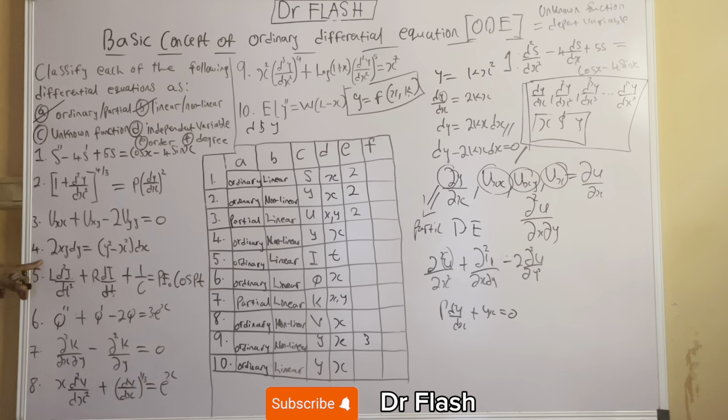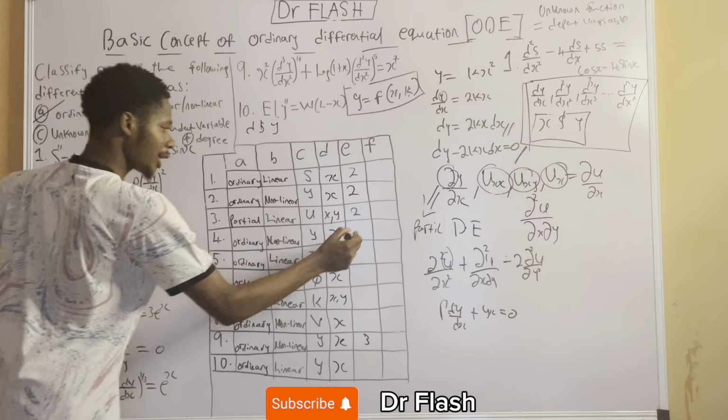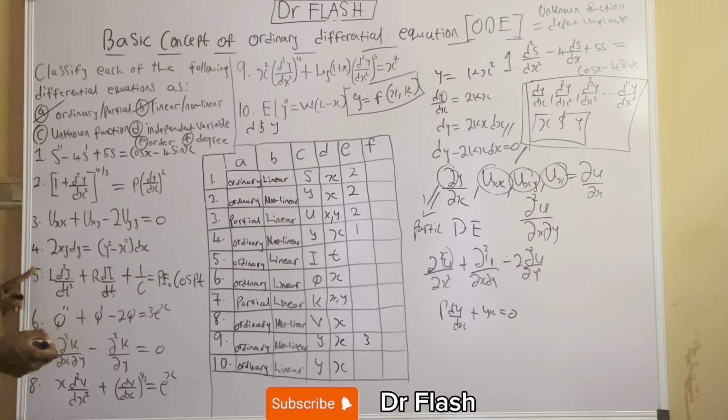So for number 4, what is the power between d and y? In this case, when you divide both sides by dx, I'll get dy over dx. So the power between d and y is what now? Just 1. Okay? Between d and y is just 1. So for number 4, the order is what now? 1. And then for number 5, the order is what now?